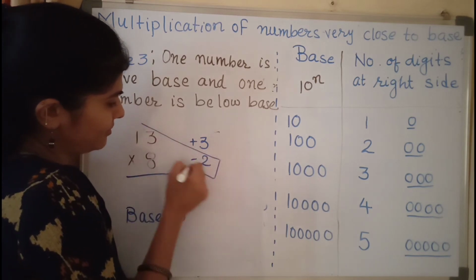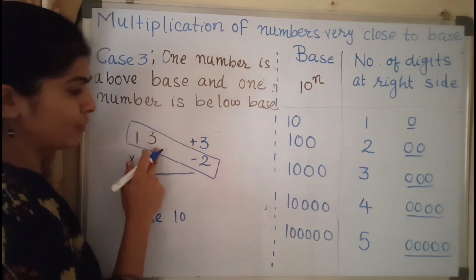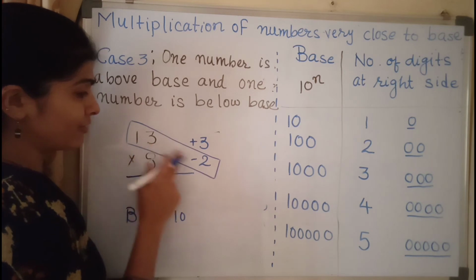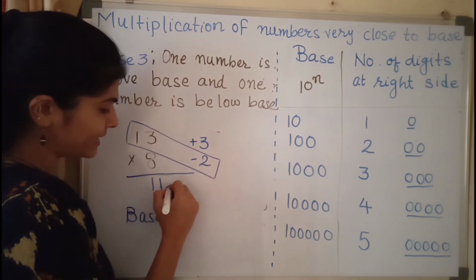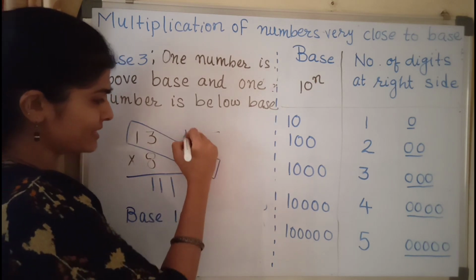As we did earlier, what should we do? Arithmetical operation of 13 and 2. If I do 13 minus 2, how much will I get? I will get 11. Right? Now, what is the next step?